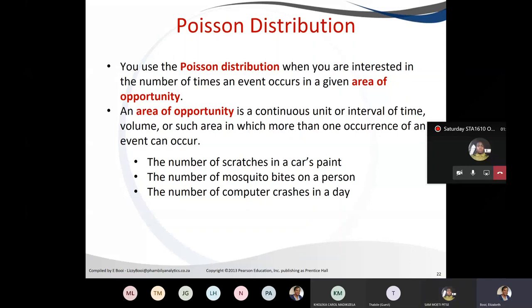And when we convert it to an average, remember when it takes up a decimal point, it means it's something that you measure, something that is continuous. So the area of opportunity for a Poisson will be continuous because of the interval time. Like the number of scratches on the car, on average might be 1.2. The number of mosquito bites on average in a night can be 5 or 3.5, something like that. So you use the discrete probability, but because of the number of trials, it will create a continuous value out of it.